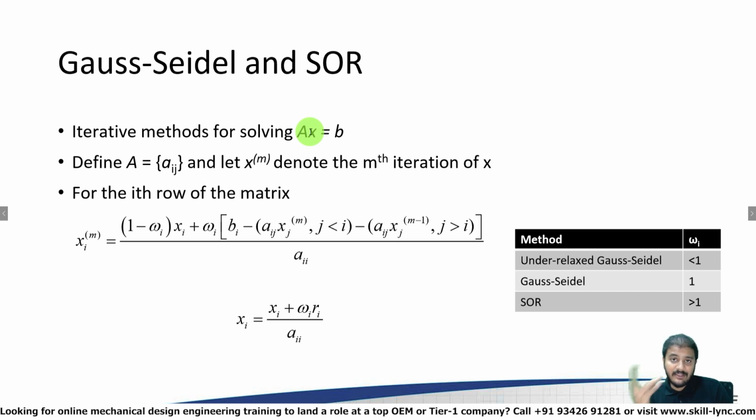And initially you start with a guess value for x, and then you take that guess value and you compute Ax equal to b. Obviously you're not going to get the right answer, right? There's going to be an error. Now based upon this error, you correct your x values. When you correct the x values, then this time your guess is much better.